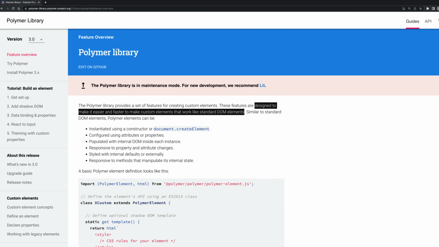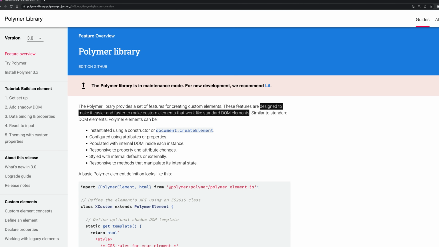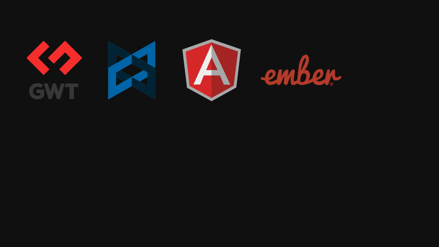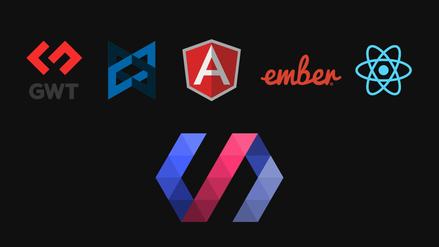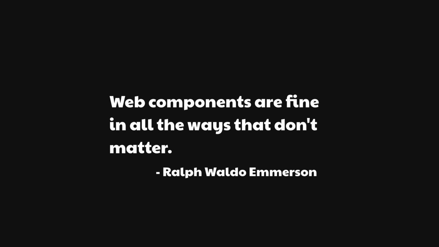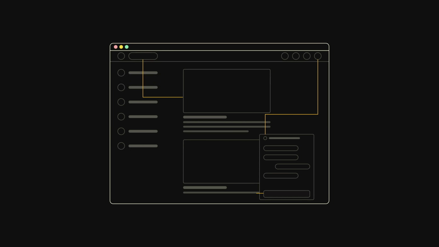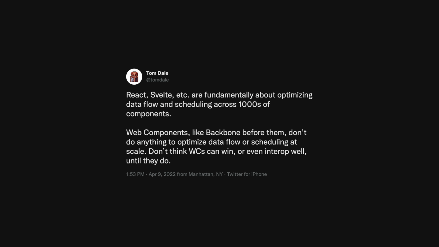Writing low-level DOM was so painful that Google created a JavaScript framework called Polymer, whose entire goal was to make it easier and faster to make custom elements. The solution browser vendors came up with to eliminate the need for frameworks was too difficult to use without a framework. That brings us to the final point. Web components are fine in all the ways that don't matter. The real challenge in building interactive UIs isn't just building components. It's managing the flow of data throughout the entire application. Of all of the problems that web components set out to solve, they miss the most important one.